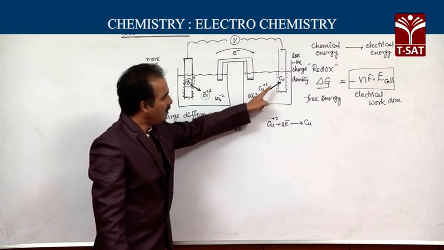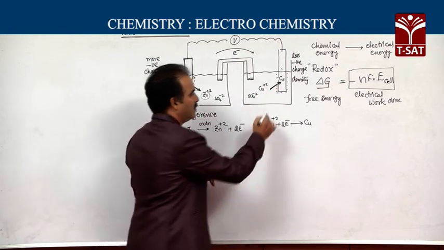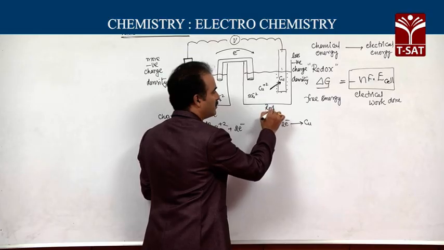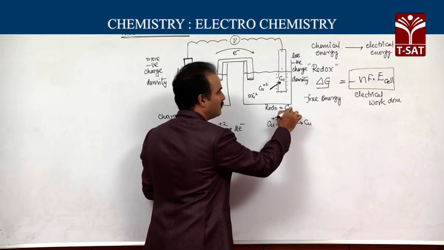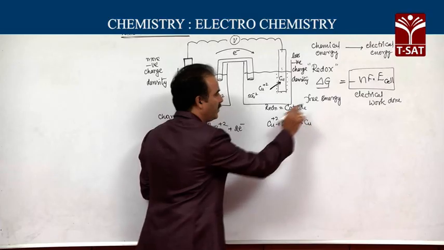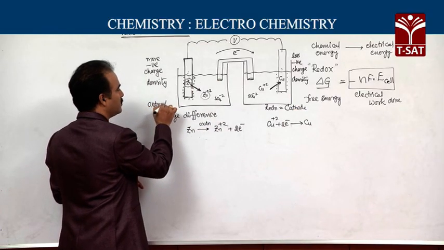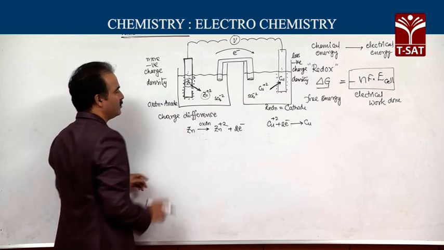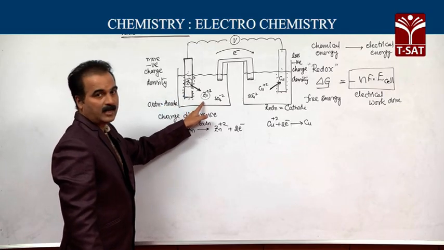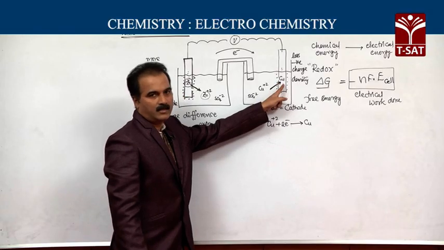The electrode where reduction occurs is called cathode, and the electrode where oxidation occurs is called anode. So, we say zinc electrode is anode, copper electrode is cathode.